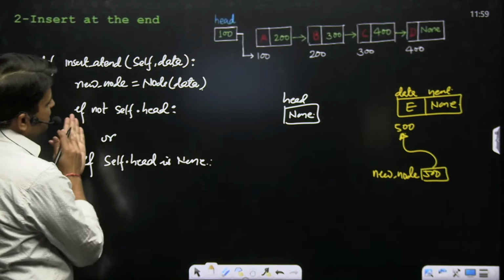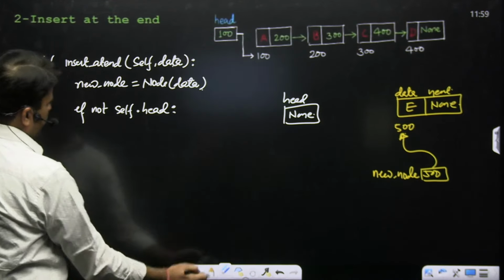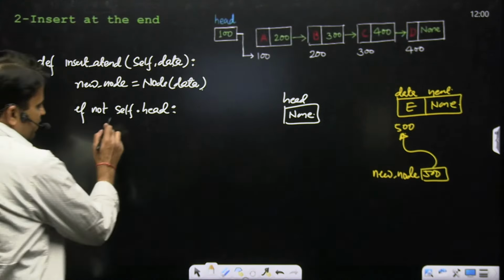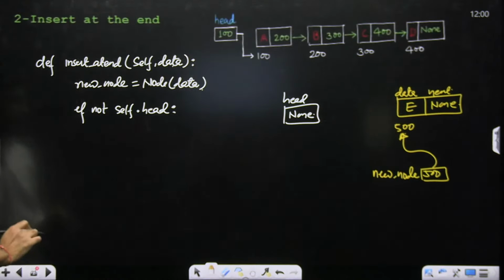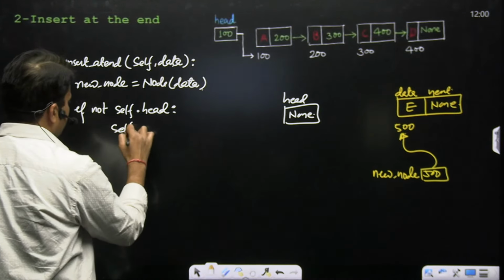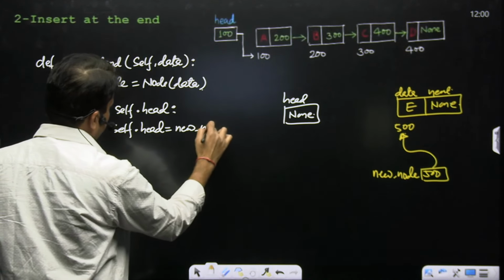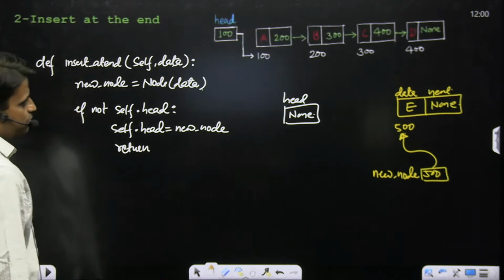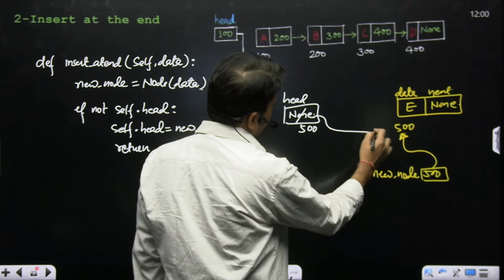If self.head is None, then this condition is true, and right here we write the code. If self.head is None, it means what? This node becomes the first node. Then self.head equals what, sir? New node. Then self.head equals new_node and return. Sir, new node, and this one is pointing to this one.